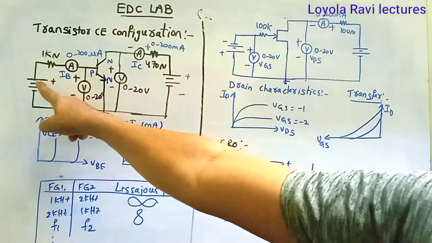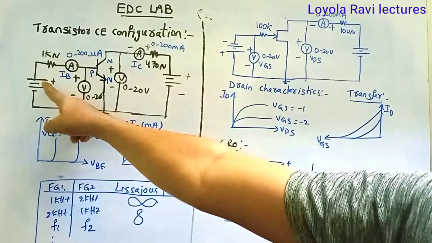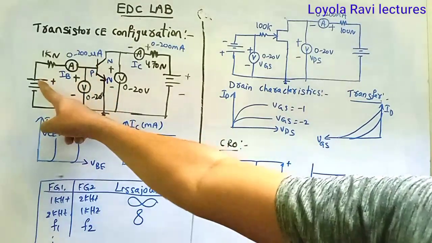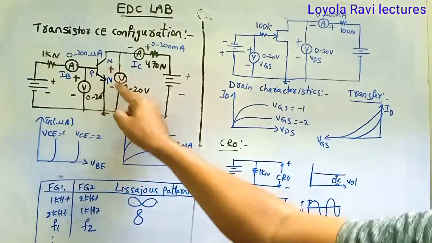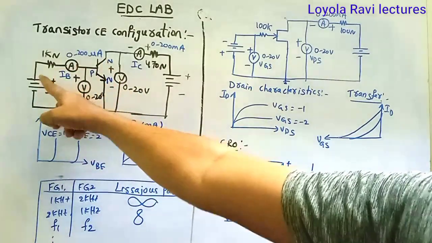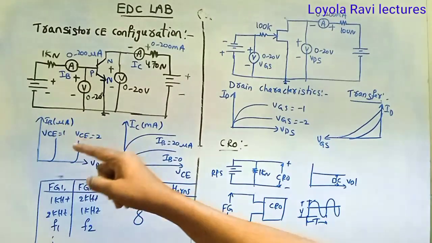P is connecting to the positive of the RPS. If it is positive, this one is negative. Otherwise, N is connecting to negative. Positive is connecting to positive, N is connecting to negative. That is a forward bias.